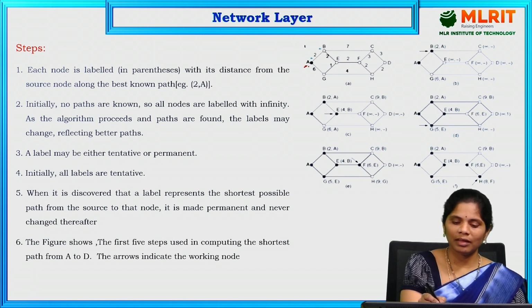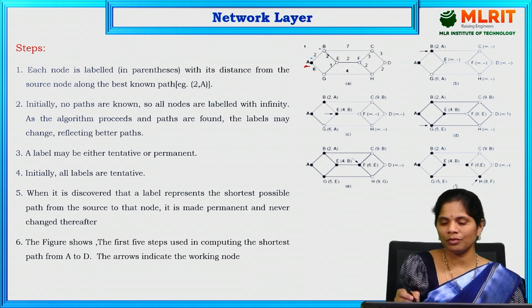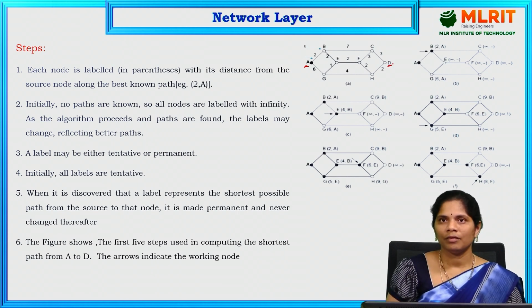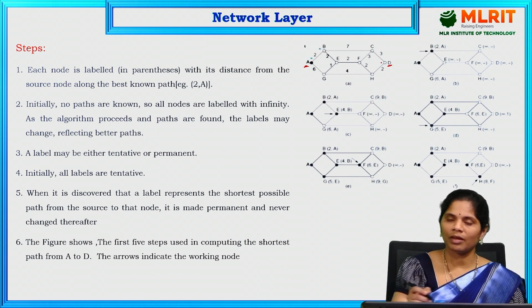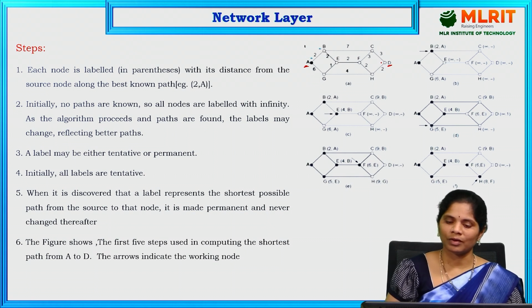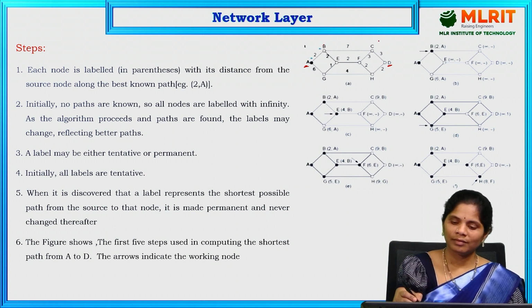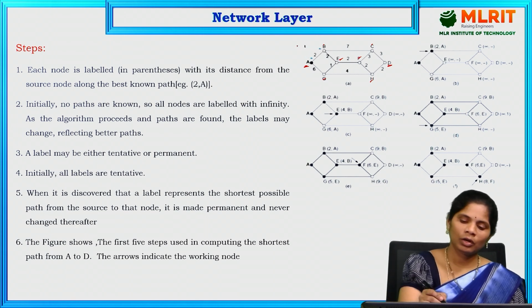Here A is the source. Here D is there. We have to transfer our packets from A to D. How do we transfer? Here are B, C, D, E, G, F, H. These are all called routers.